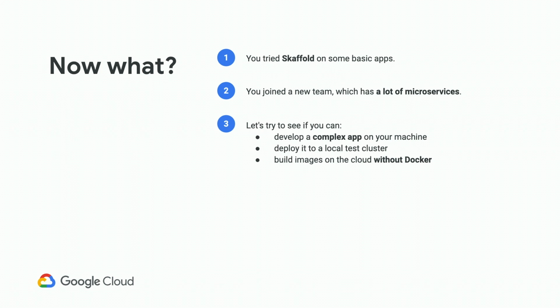So you've tried Skaffold with some basic applications, and you joined a new team, which has a lot of microservices. This is typical. A lot of companies have a lot of microservices, and this is what's empowering their business. So let's see if we can use Skaffold to deploy a complex application on your machine, deploy it to a local test cluster, and then build images on cloud with Docker, and then run it on a Google Kubernetes Engine cluster.